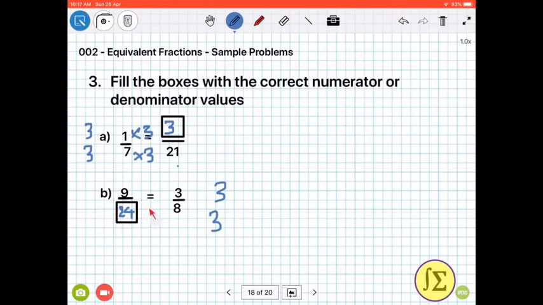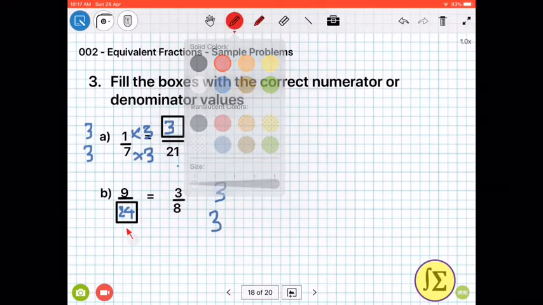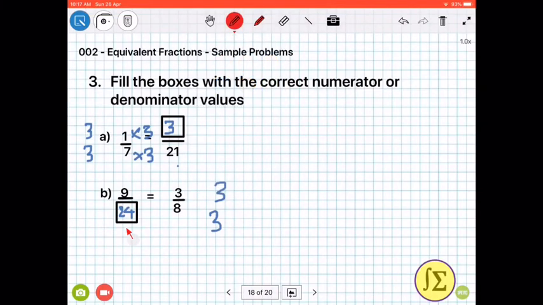Because 24 divided by 8, you get 3, and 9 divided by 3, you get 3. Since you end up with the same number, these two fractions must be equal. That means your answer 24 must be correct, right? We can check it. 3 to 9, you times by 3, and 8 times 3 you get 24. So when we multiply by the same number, you get the equivalent fraction.